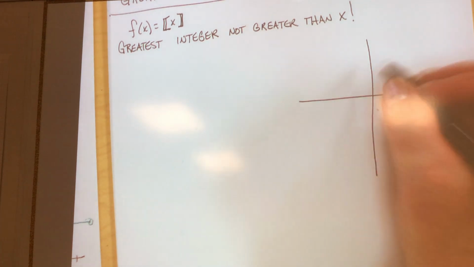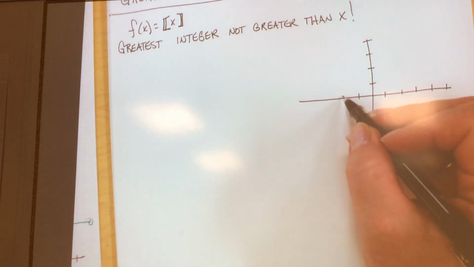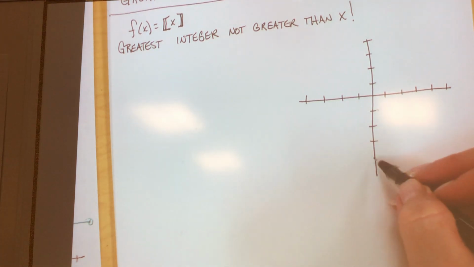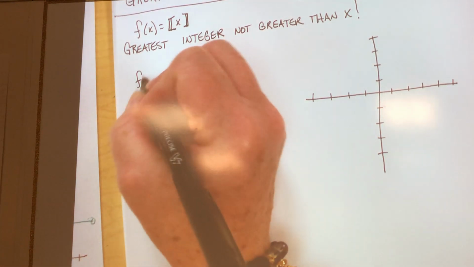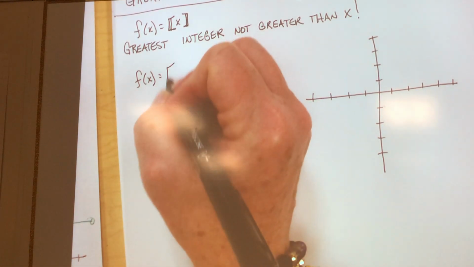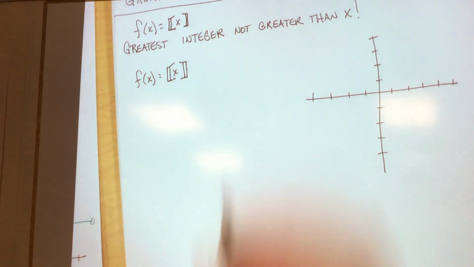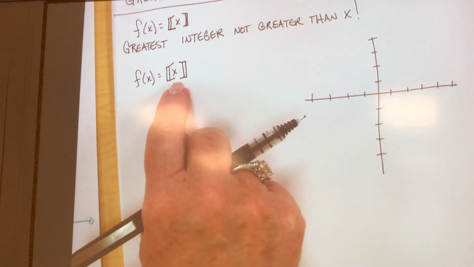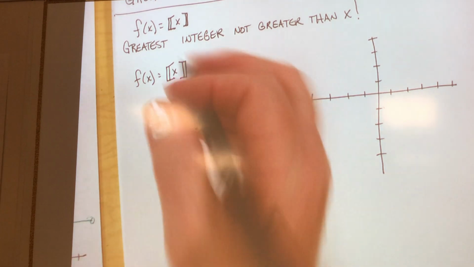I would have put my tick marks really close to each other. Okay, you'll see and learn more if you make them kind of big and exaggerated right now. It's going to look like this. This is just the parent function, the greatest integer function. f(x) is the greatest integer of x, the greatest integer not greater than x.